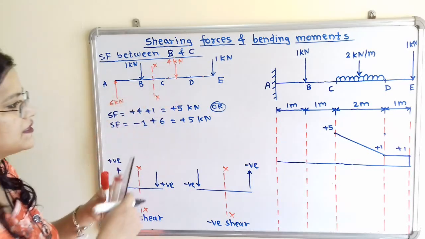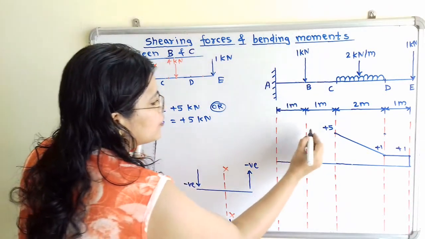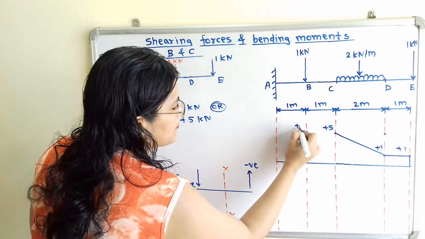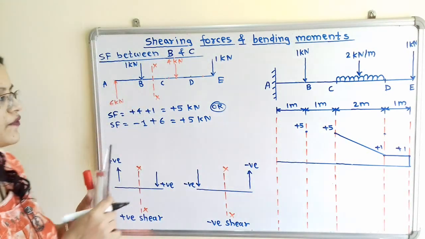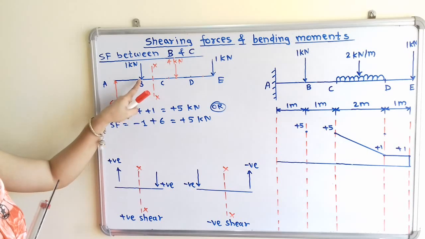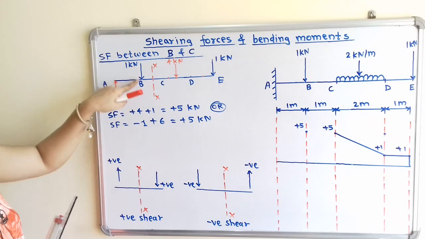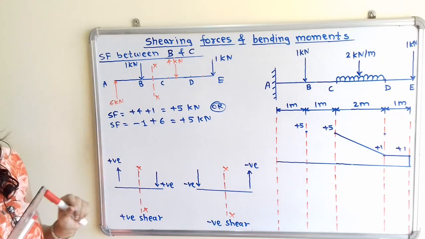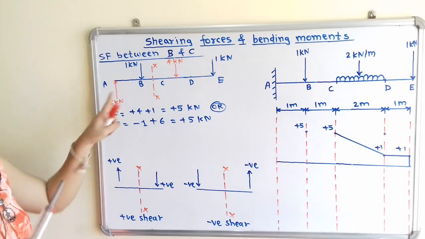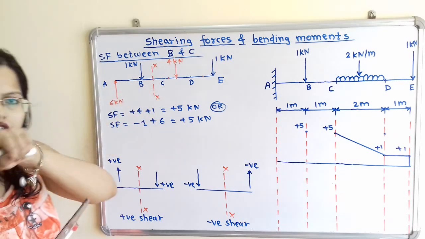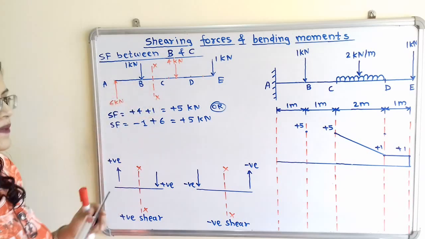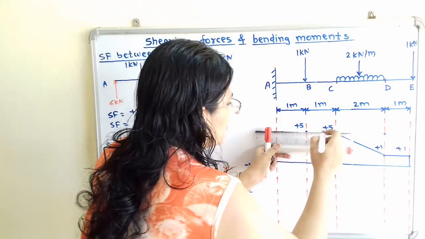So in between BC, so here is the point B. So I will mark here the point for +5. Now we will join this. So if we observe in between B and C at point B, there is concentrated load or point load. So this load will remain constant throughout the span BC. So I will join with horizontal line.